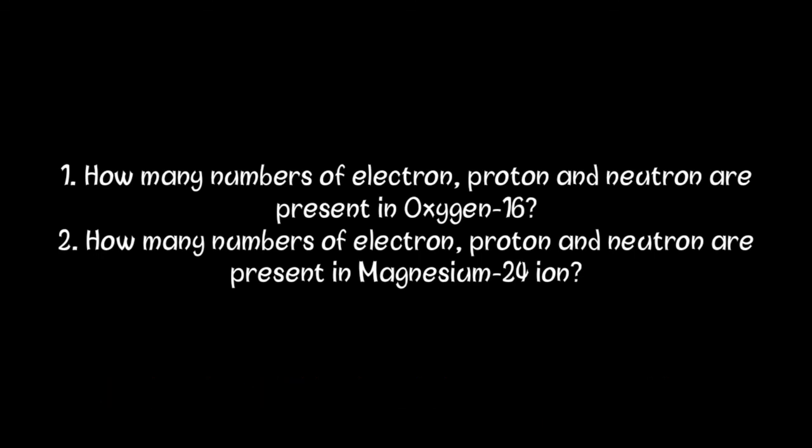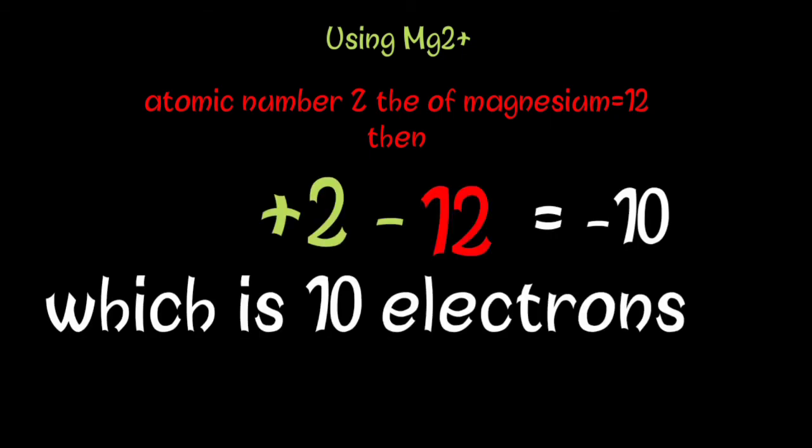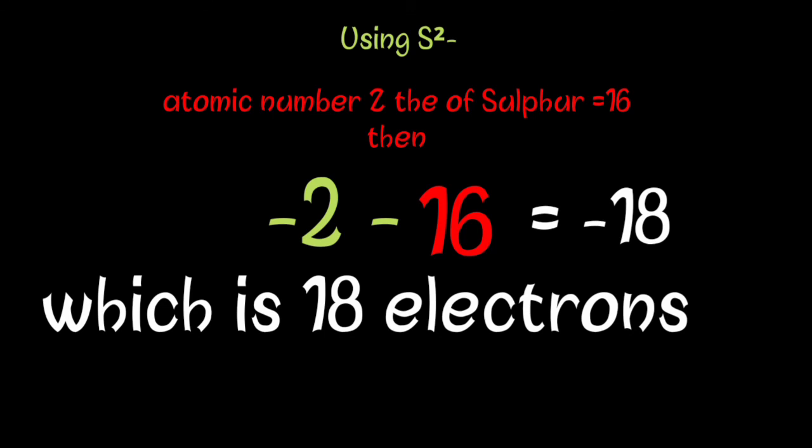Therefore, to get the number of electrons in a charged ion, just subtract the charge from the atomic number. Example, for plus 2, 12 minus 2 will give 10. Remember that the negative sign is actually for the electron, therefore we have 10 electrons. For minus 2 in sulfur ion, we have 16 minus minus 2, which will give us 18.